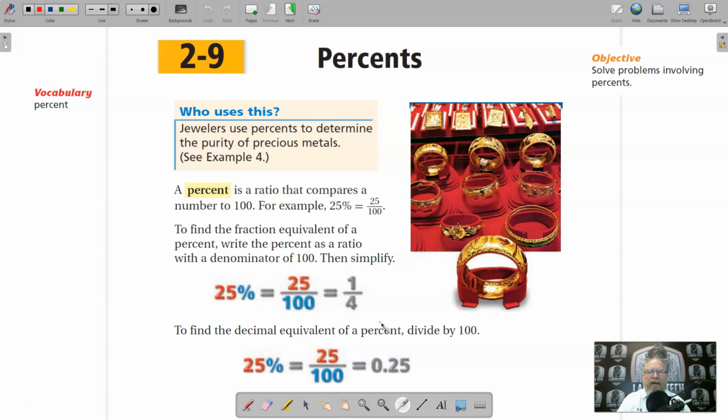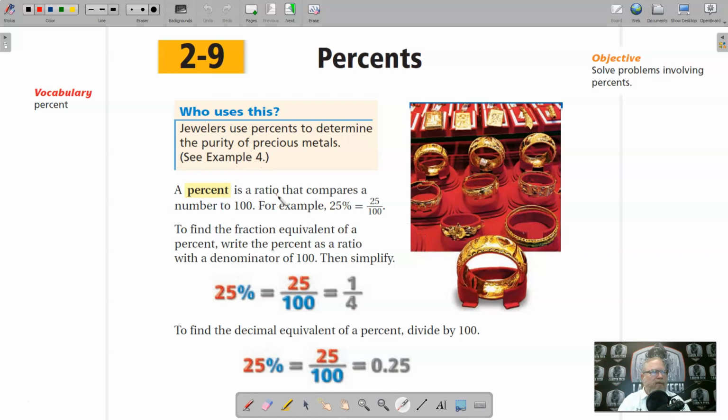Hello, this video is for Algebra 1 textbook, Chapter 2, Lesson 9. The title of the lesson is Percents, and our objective is to solve problems involving percents. The vocabulary for this lesson is percent. So who uses this? Well, jewelers use percent to determine the purity of precious metals. And we see some jeweler rings over here, so we'll look at that in example 4.